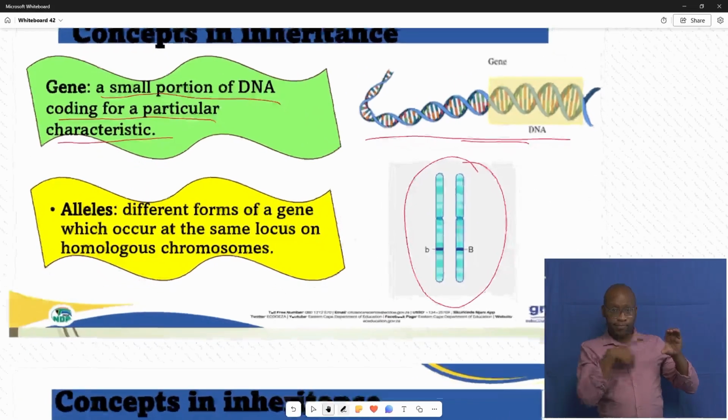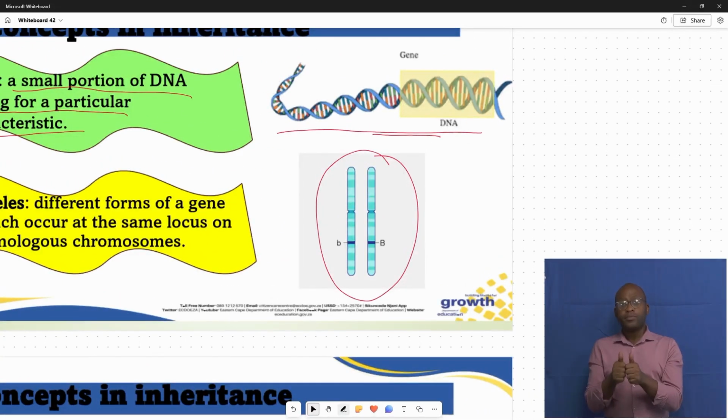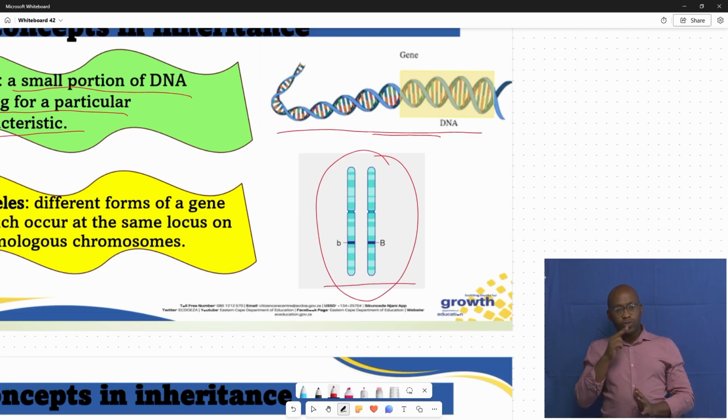So now, we have alleles. What are alleles? Alleles are different forms of a gene which occur at the same locus on homologous chromosomes. Remember, when you look at a human karyotype, you will see that chromosomes occur as pairs. We have homologous chromosomes, and we define them as a pair of chromosomes: one is from maternal origin, the other one is from paternal origin.